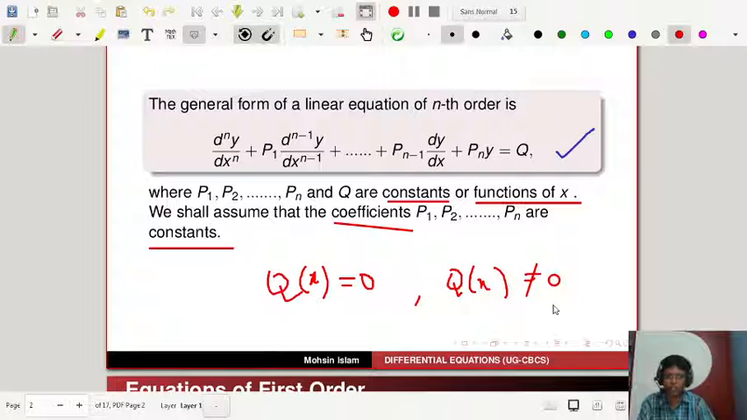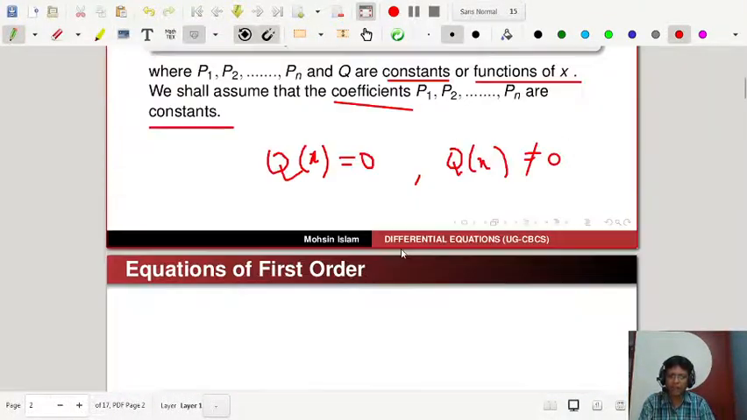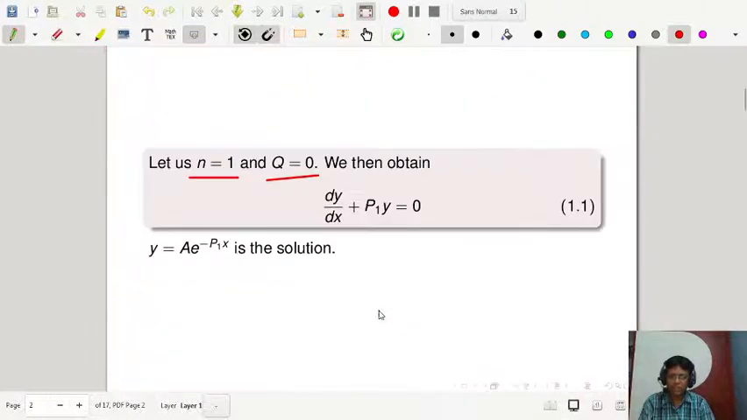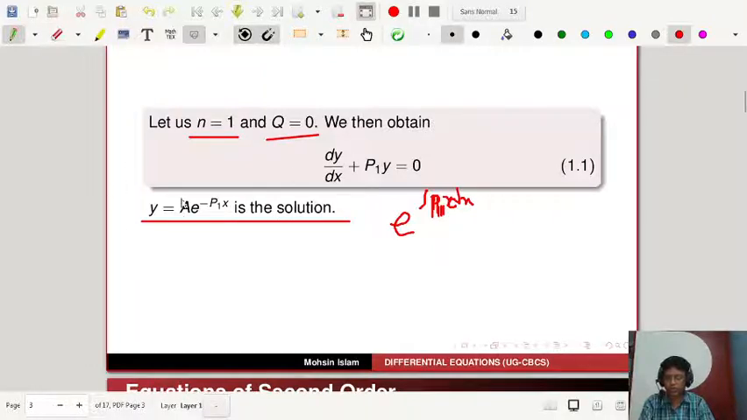Linear homogeneous differential equation, linear non-homogeneous. So q(x) = 0 and q(x) not equal to 0. So we are considering q = 0. We then have a first order linear differential equation dy/dx + p1 y = 0, and easily you can check e^(∫p1 dx) is the integrating factor. And you can easily verify that y = a e^(-p1 x) is the solution of this differential equation.